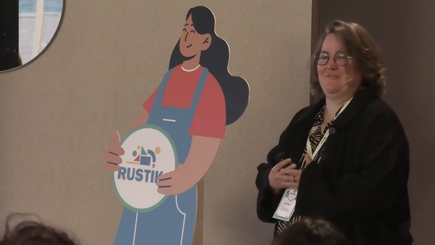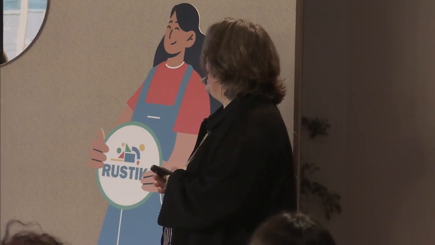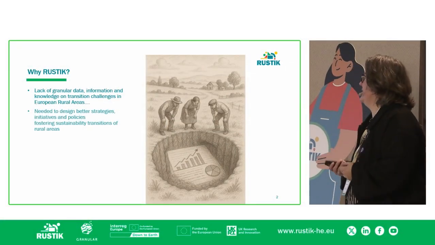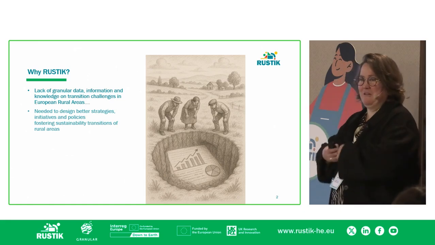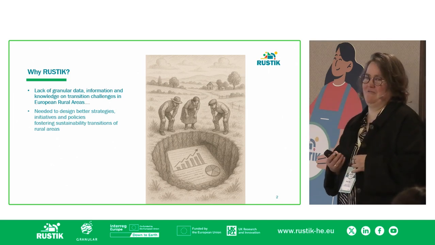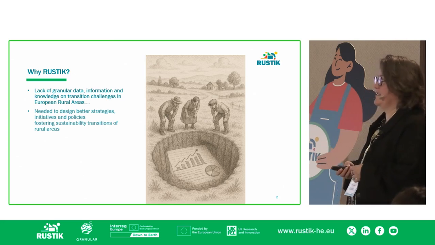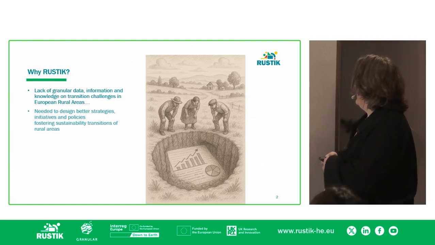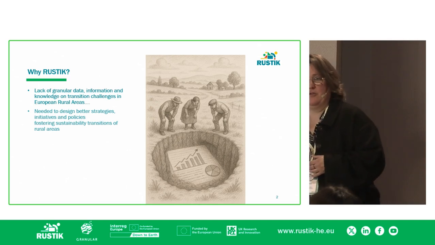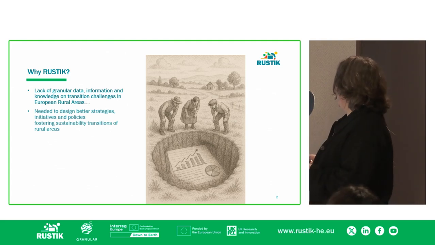Why did we start with the RUSTIK project in the first place? What we realized, or rather the European Commission, is that there was a lack of granular data, information, and knowledge on transition challenges in European rural areas. So there was a lack of information regarding different aspects, which would be needed to design better strategies, initiatives, and policies that could foster sustainable transition. On this basis, the European Commission published a call to which we responded, and we designed the RUSTIK project around it.